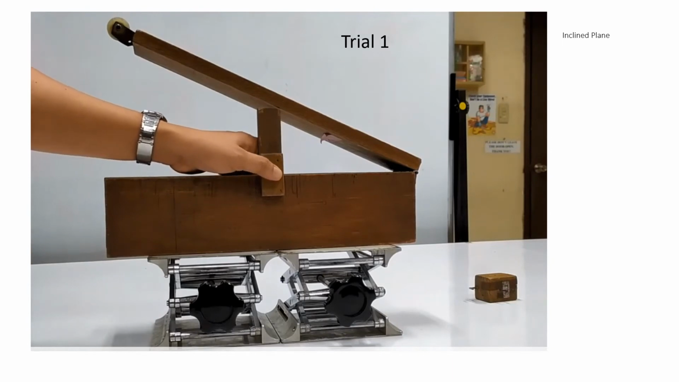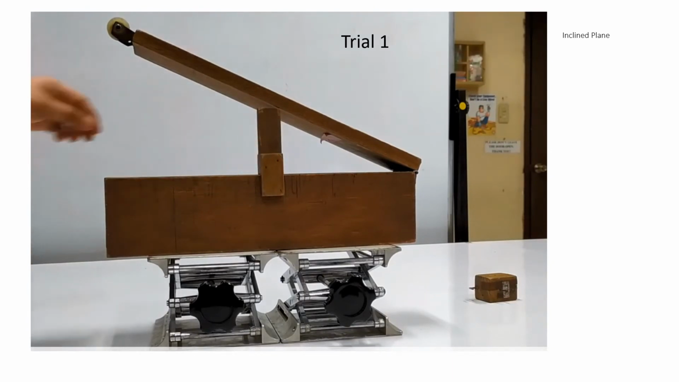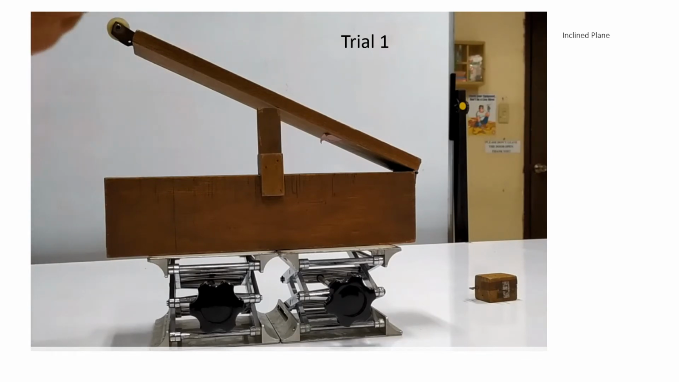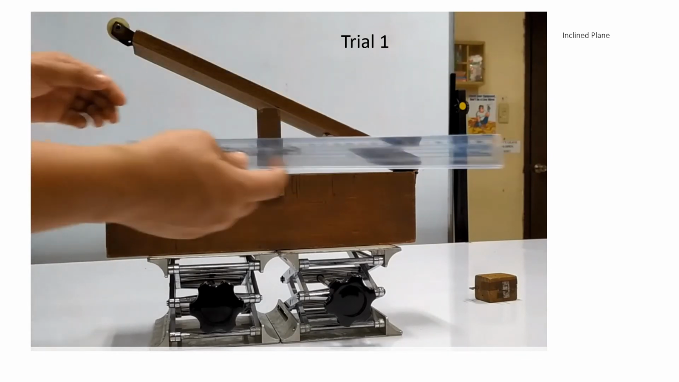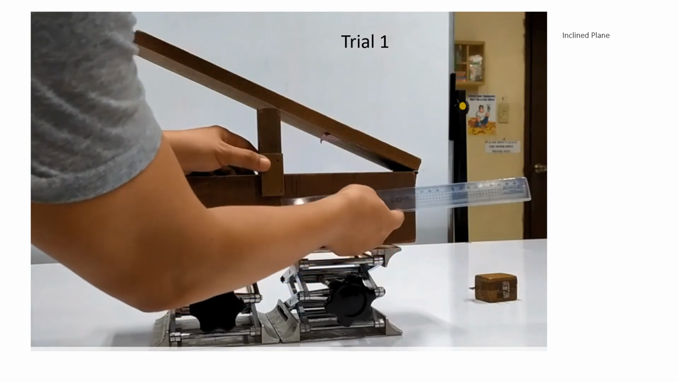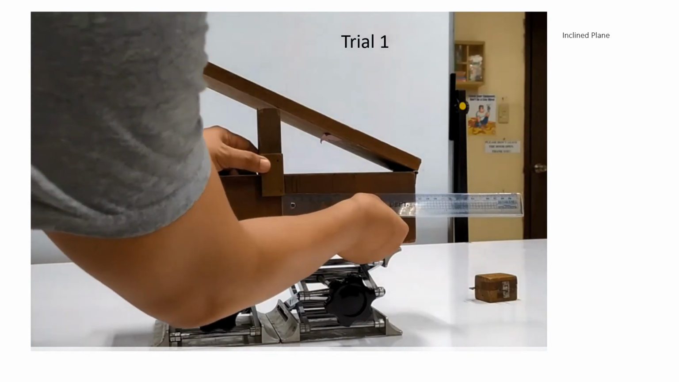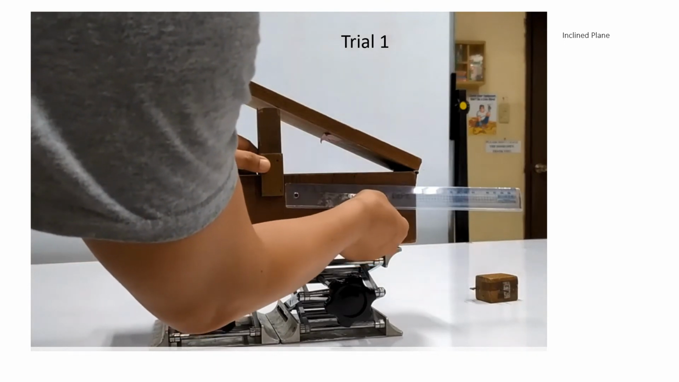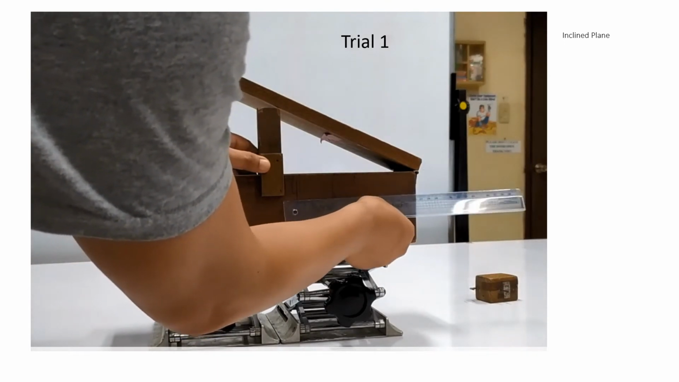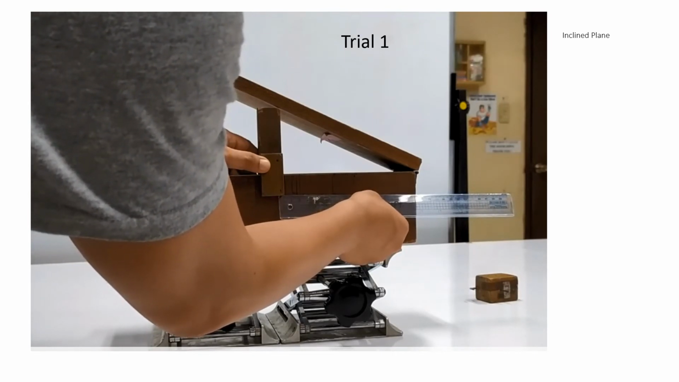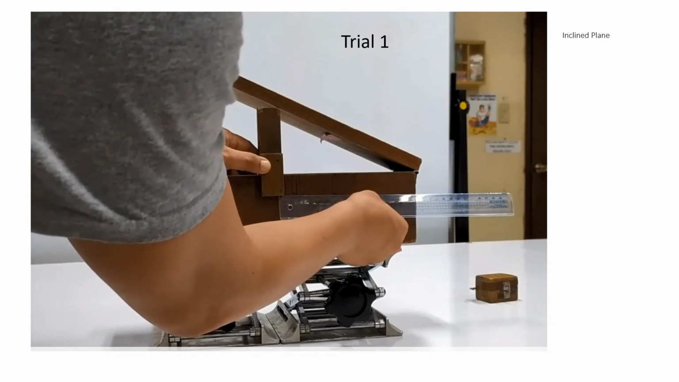Now the rise and the run will be measured using a ruler. So this is how to measure the run from point A to point C, referring to the figure B in the previous slides.